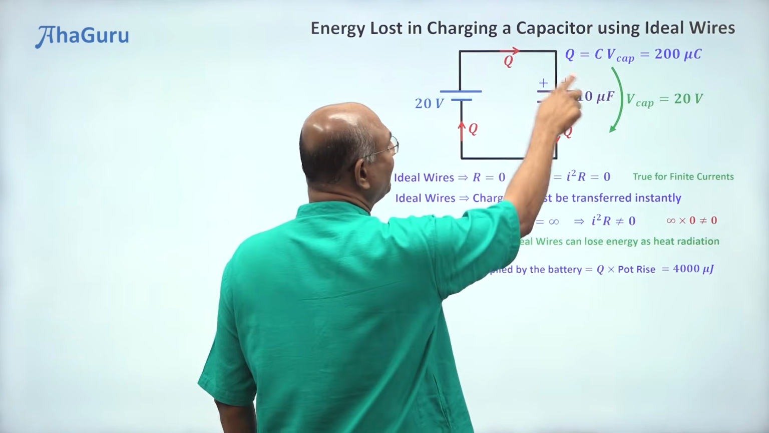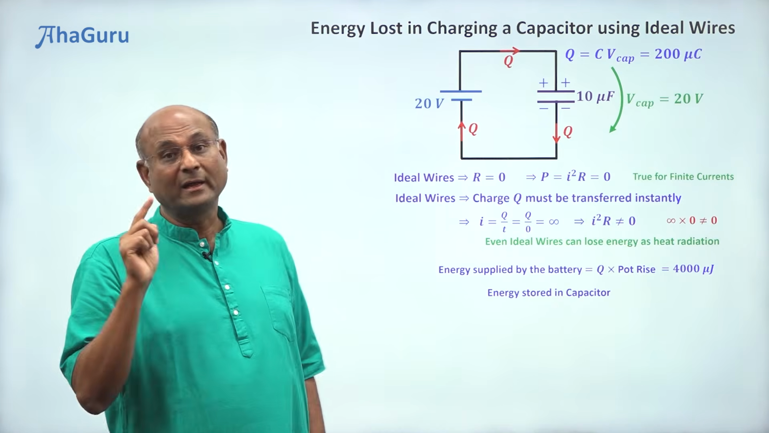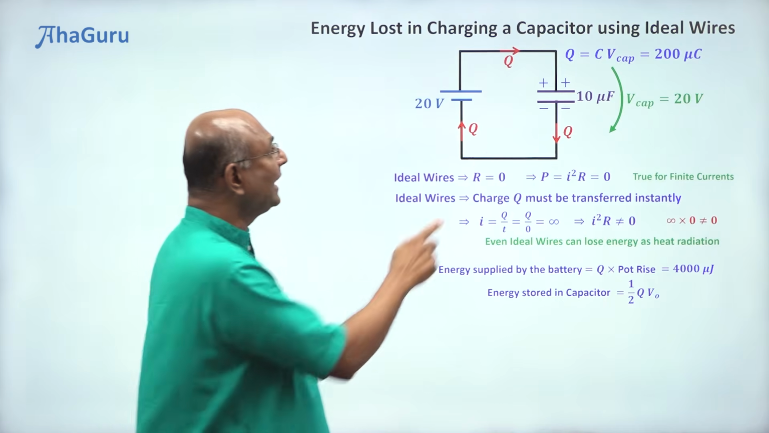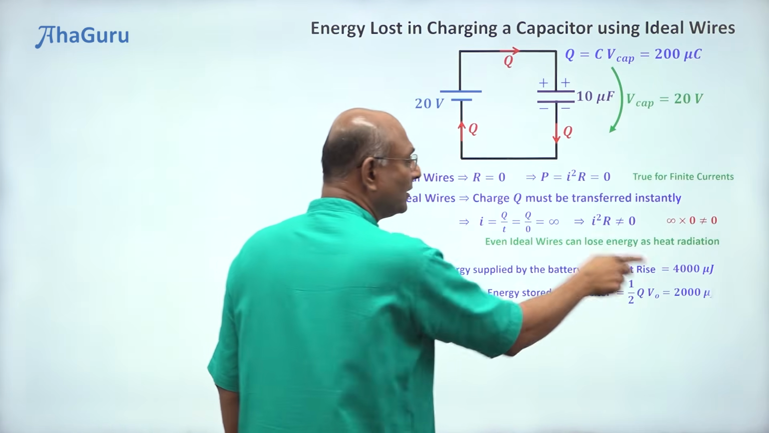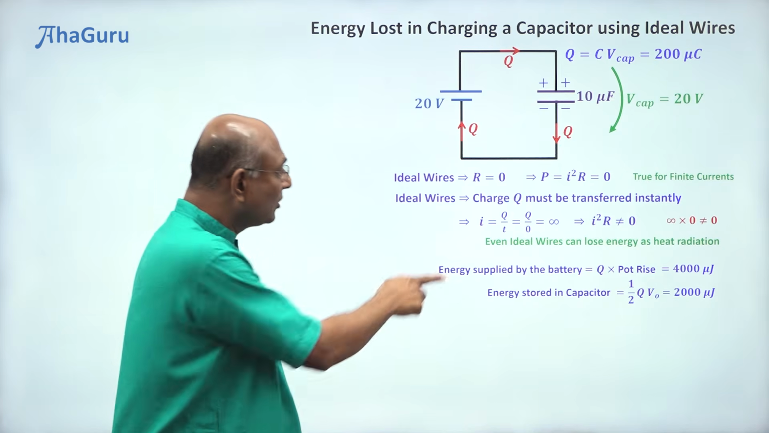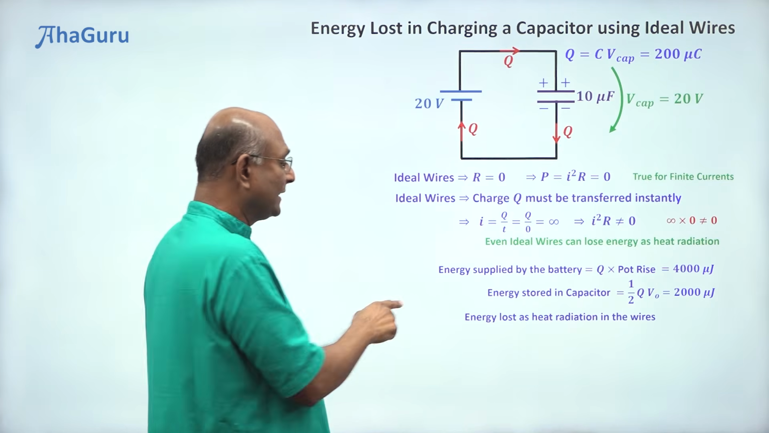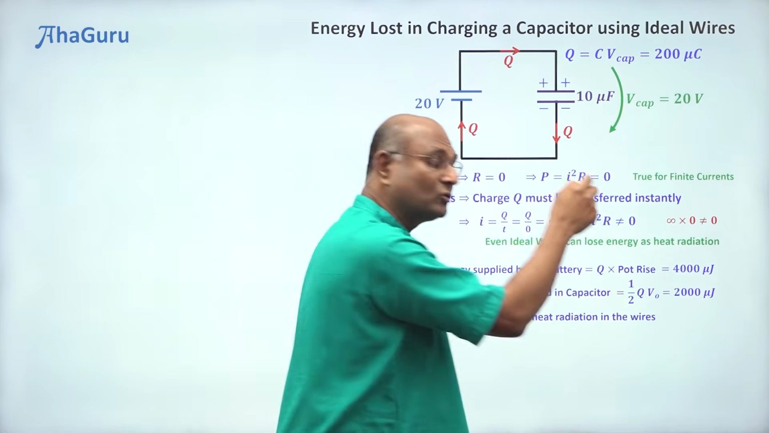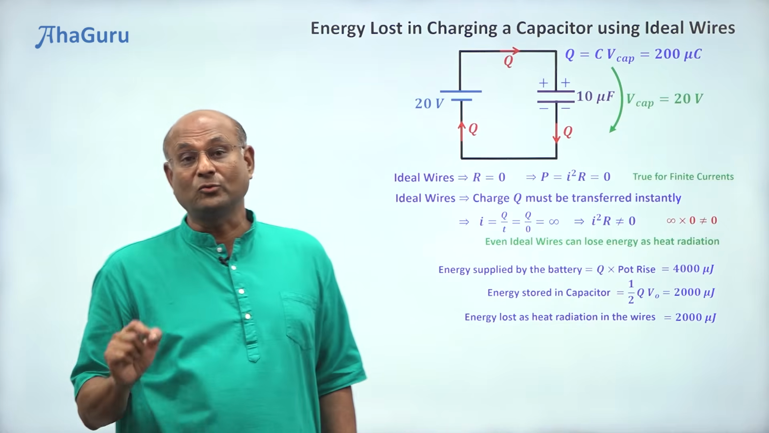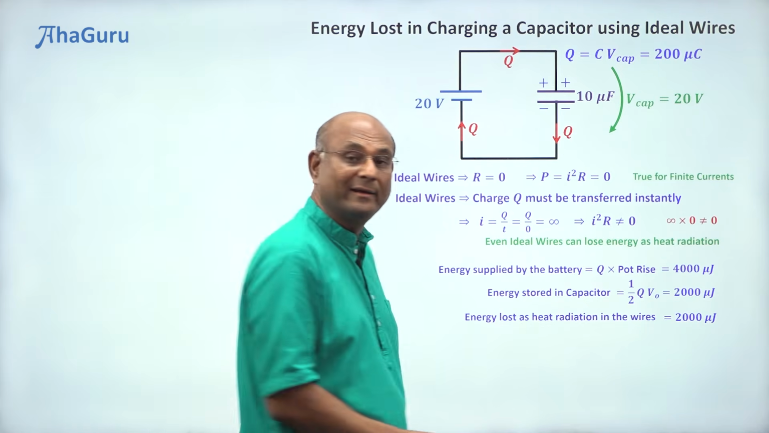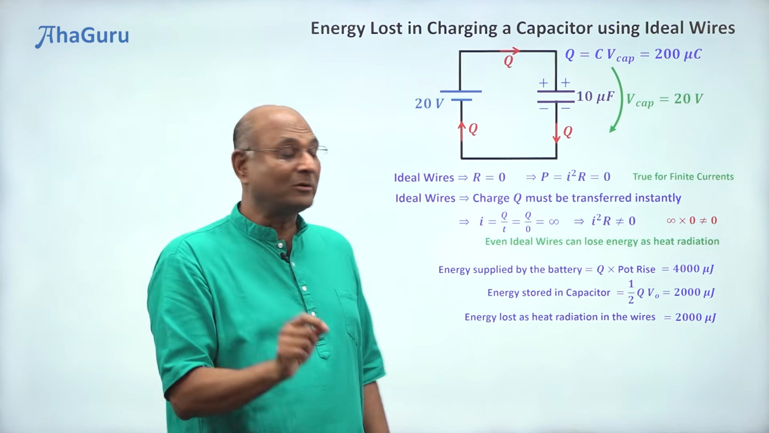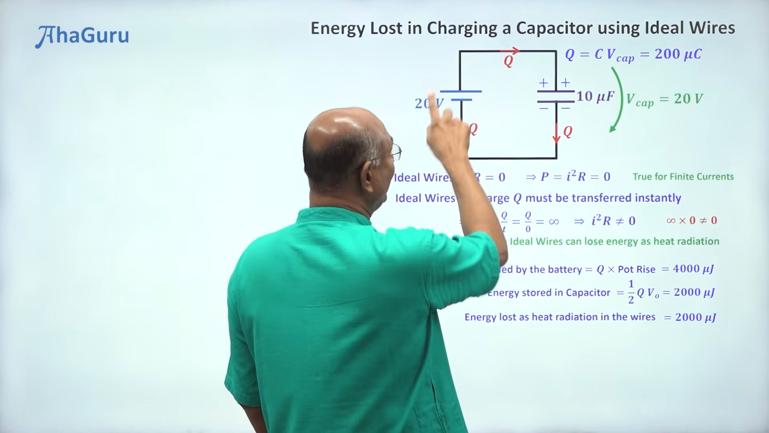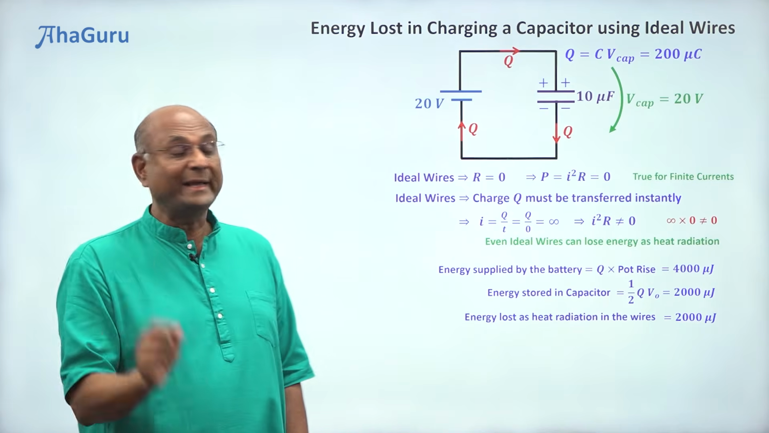What is the energy stored in the capacitor? Well, the energy stored in the capacitor is half Q into the potential drop. So that is going to be half 200 microcoulomb into 20, which is 2000 microjoules. So how much is the energy that is lost? Well, the energy lost as heat radiation in these ideal wires is 4000 microjoules minus 2000 microjoules, which is 2000 microjoules. This is not a small quantity, right? It's not negligible. There is a huge amount of heat radiation happening in these ideal wires. Exactly half of the energy supplied by the battery is being radiated by these wires.